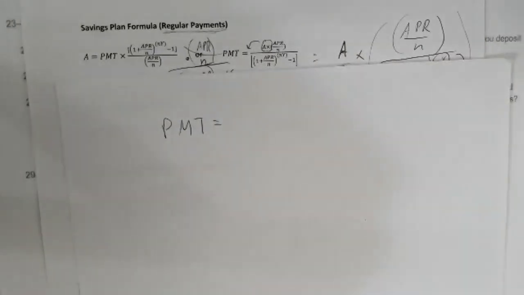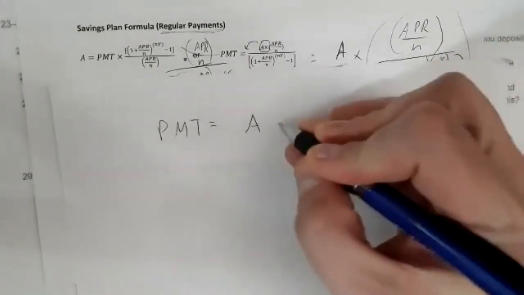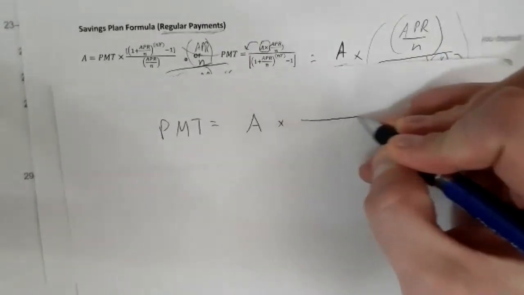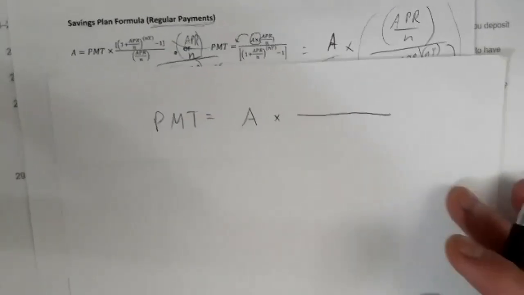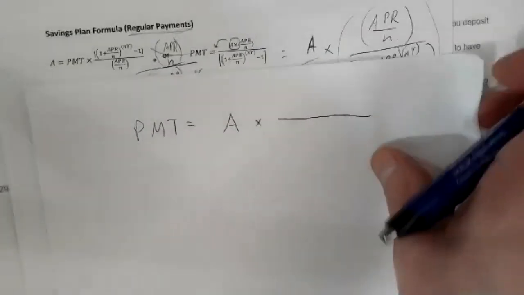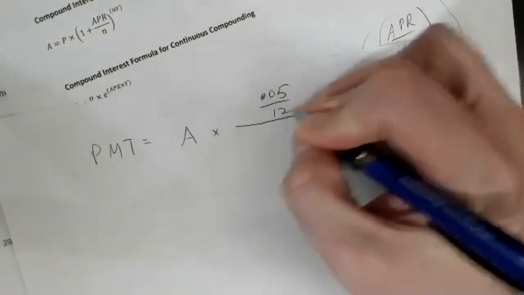So these two are the same formula. It should not matter which one you use, but this one is a little bit easier to use because it's set up straight to solve your payment. So if I do the one on the right, it should be a little bit easier to solve. I'm doing my APR over N. My APR is 0.05 over 12, which is monthly.